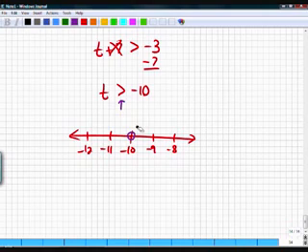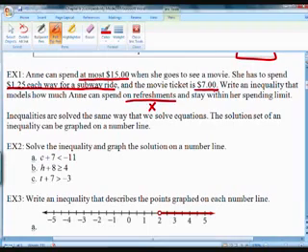Some people actually like to shade their number line. The reason I come up above it is just so you don't have to try to color it in. Does that make sense? If you want to shade it, if you want to color it in, that's fine. But most of the time I just come up above it and draw the arrow that way, instead of having to darken it in. That's the only reason I do that. Either way is fine.